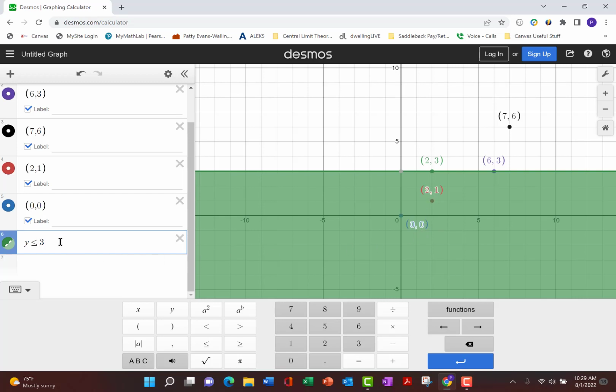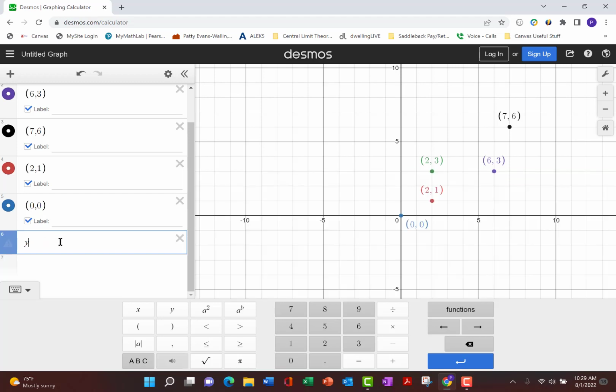Now let's graph a slanted line. Slanted lines have both an x and a y in the equation. I'm going to plot 2x + 4y = 16. And with a slanted line, any ordered pair that lies on the line will, when you plug it into the equation, make the equation true.